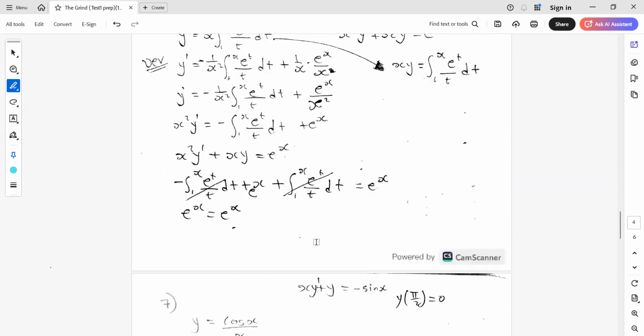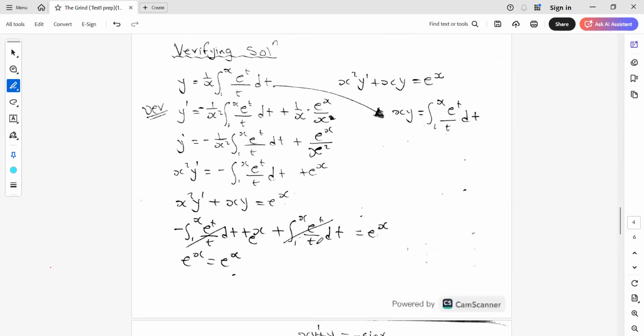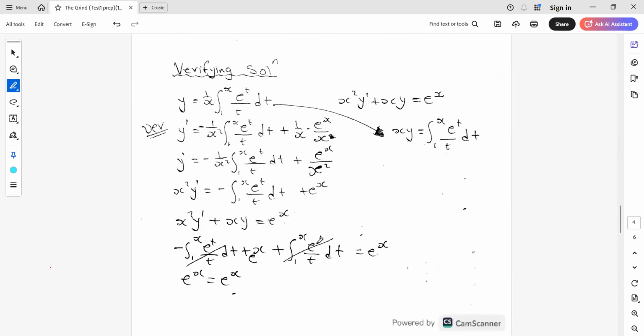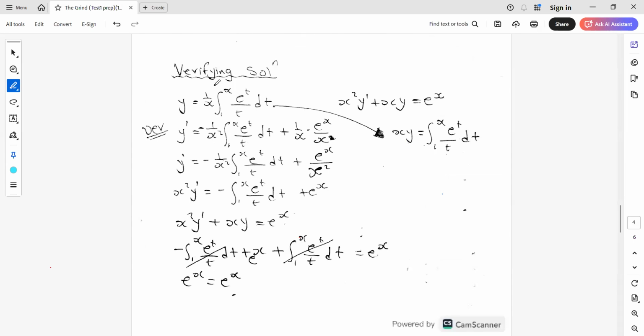Okay. Let us look at verifying the solution. Now, this is 7.2 on the Thomas calculus, right? So verifying the solution is just pretty easy. So when trying to verify the solution, okay, there's a question.